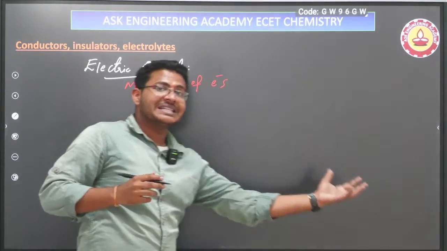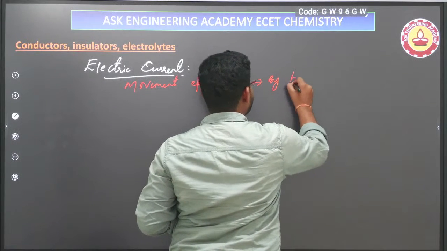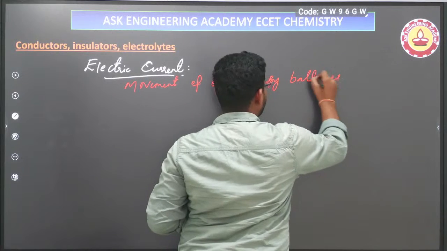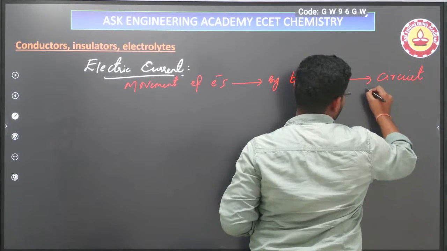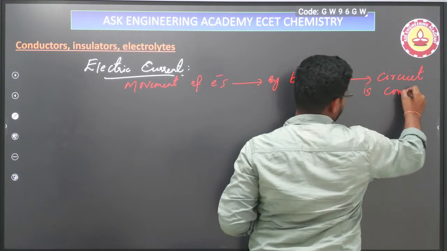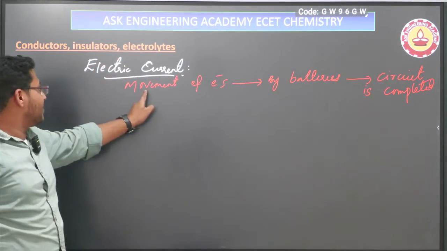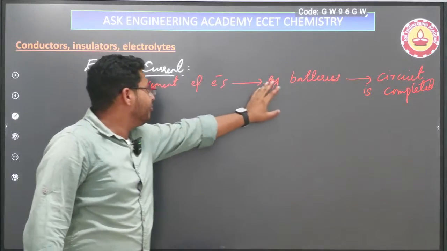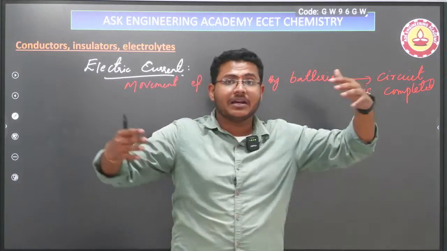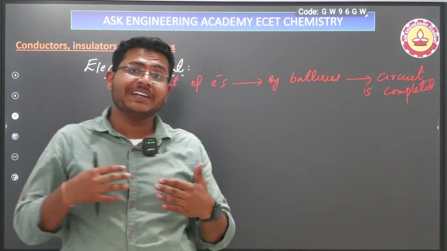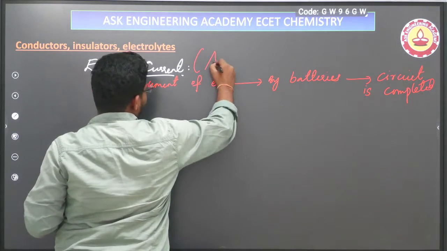These electrons are generally generated by batteries when the circuit is completed, or a closed circuit simply. So electric current is the process of movement of electrons, generated by the batteries, by closing or completion of the circuit. Generally, the unit for electric current is amperes.